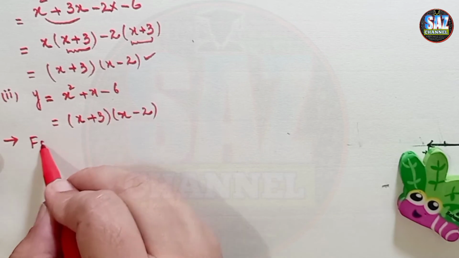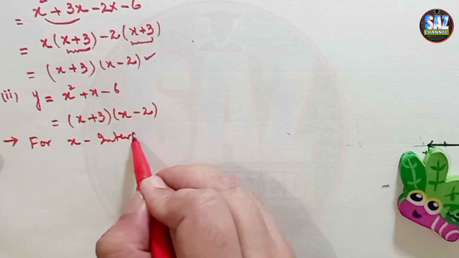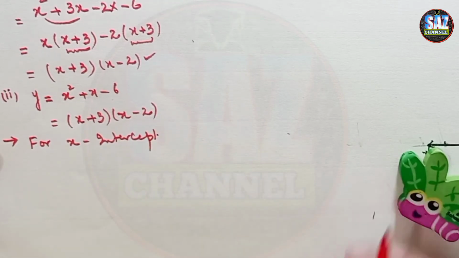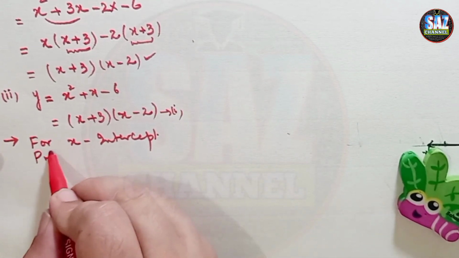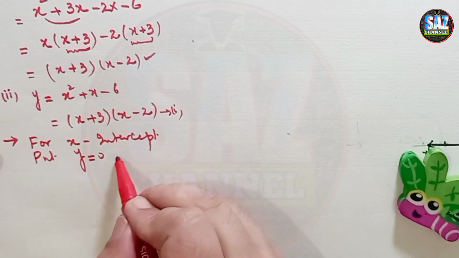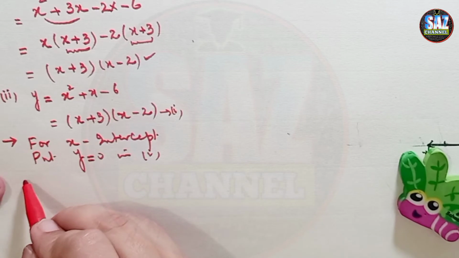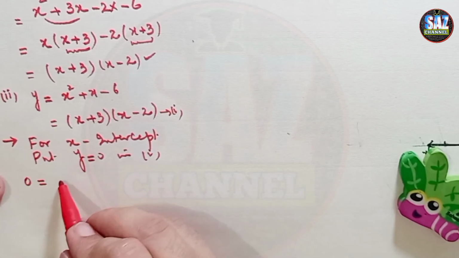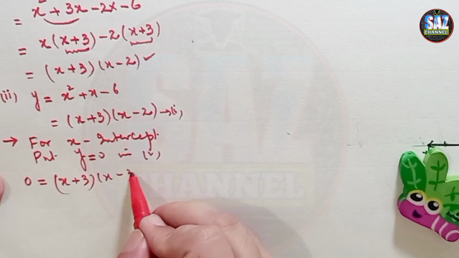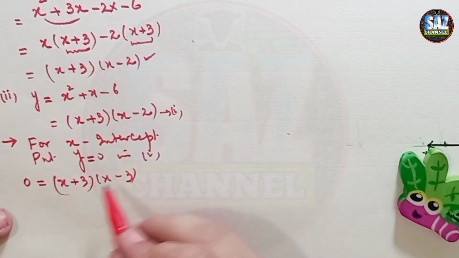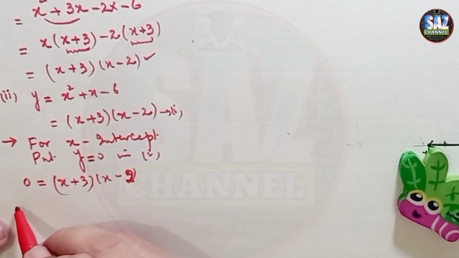For x-intercept, what we have to do, we have to put y equals to 0 in given equation. So when I'm making y equals to 0, equation will take the form 0 equals to x plus 3 into x minus 2. Now apply the zero product condition.